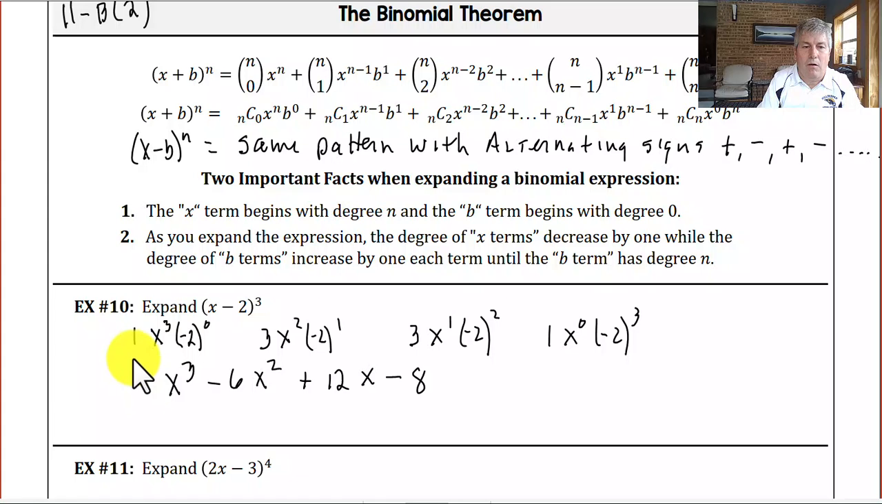And again, on our coefficients here, we could have done the combinations. 3 choose 0 gives us 1. The combination of 3 choose 1 gives us 3. The combination of 3 choose 2 also gives us 3. And the combination of 3 choose 3 gives us 1.